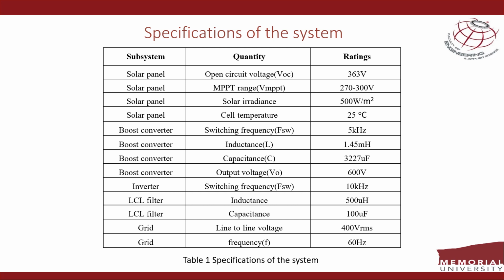frequency is 5 kHz, the inductance is 1.45 millihenry, the capacitance is 3227 microfarad and the output voltage of boost converter is 600 volts. The switching frequency of an inverter is 10 kHz and the inductance and capacitance of the LCL filter are 500 microhenry and 100 microfarad respectively. The line-to-line voltage of the grid is 400 volt RMS and the frequency of the grid is set to 60 Hz.